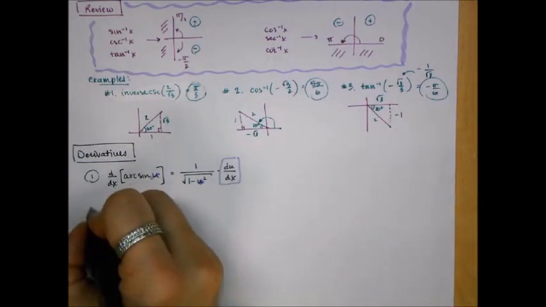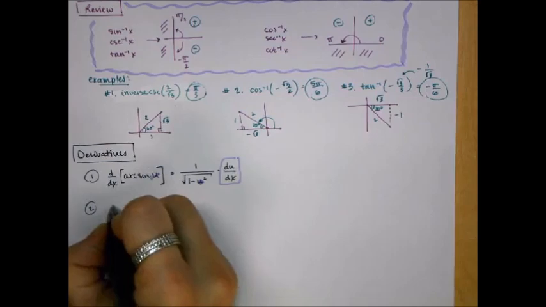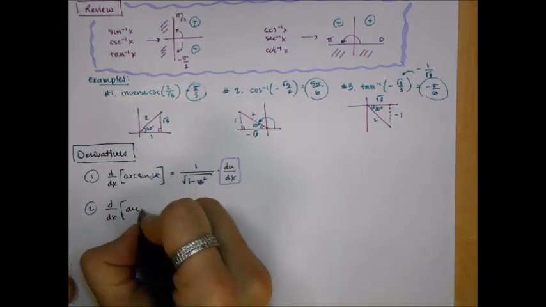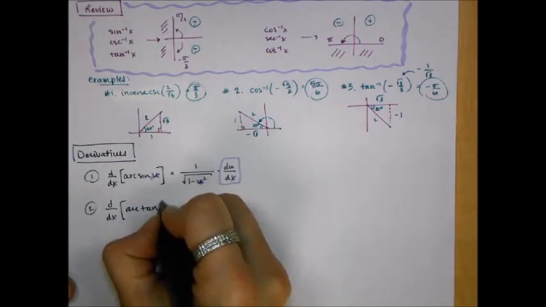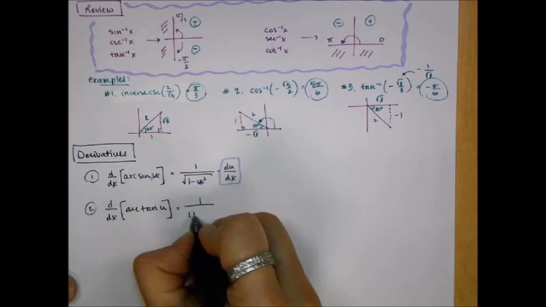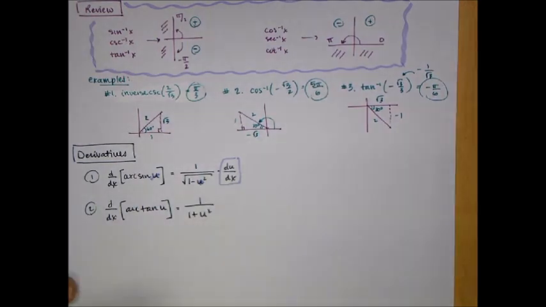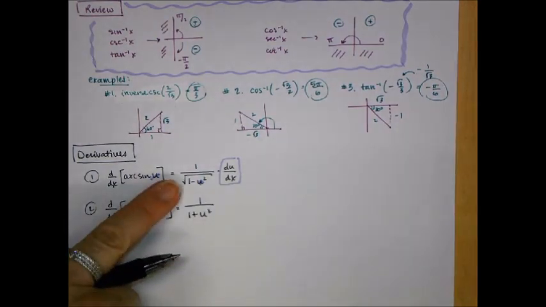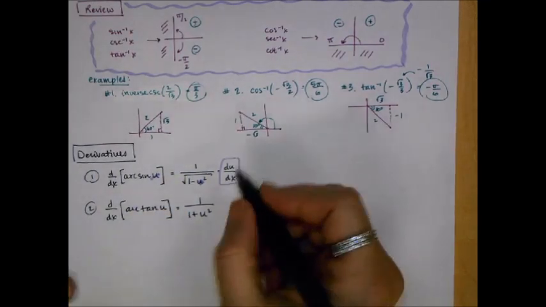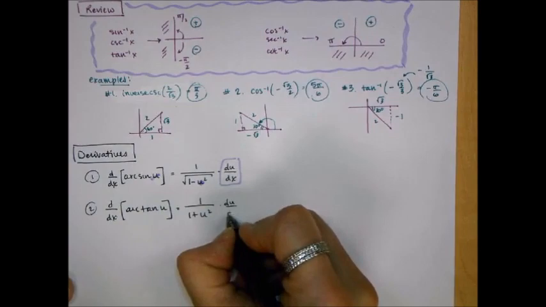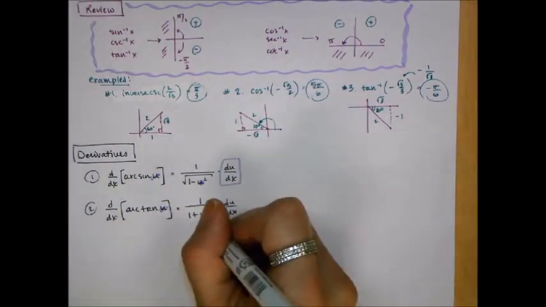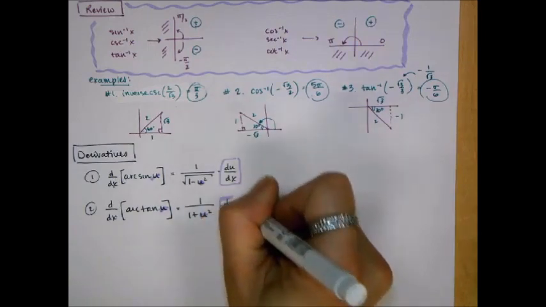The next one is the derivative of arc tangent, which is 1 over 1 plus u squared. So a little bit different. There's a plus and there's no square root, but they are very similar formulas, followed by du dx. So again, just knowing that u value and then multiplying by that derivative.